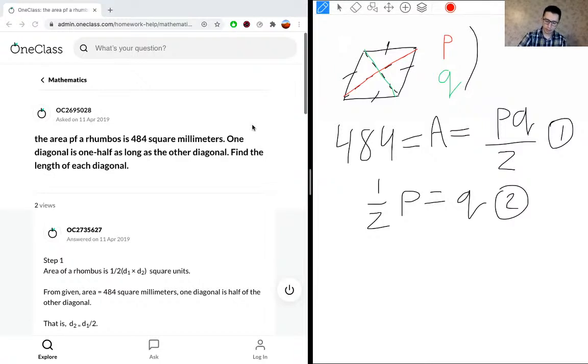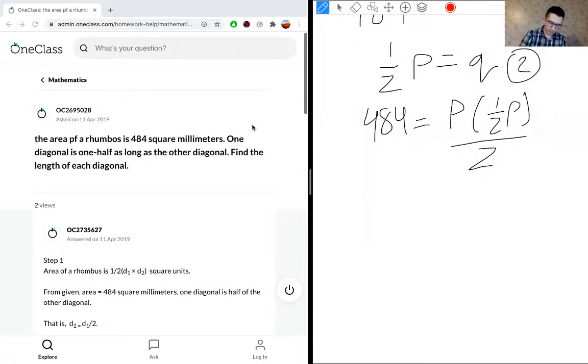If we substitute Q from equation 2 into equation 1, we get 484 equals P times 1/2 P over 2. And then this gives us 484, 2P on top, and then actually, no. This would give us, I believe, P squared over 4.